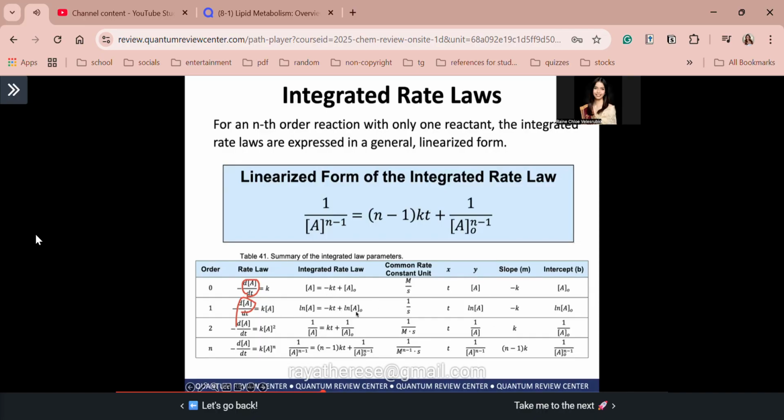Okay. So first order reactions lang, may constant half-life. So later we'll see that. Okay. So let's look at them one by one. So for zeroth order, guys, this is independent of concentration. So the change in dA over dt is equal to K.